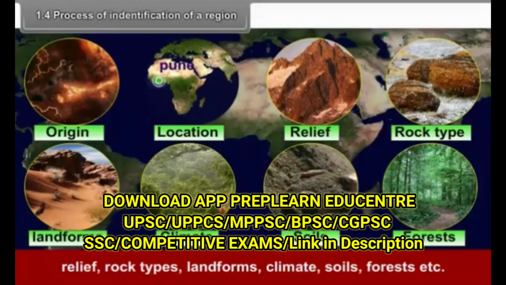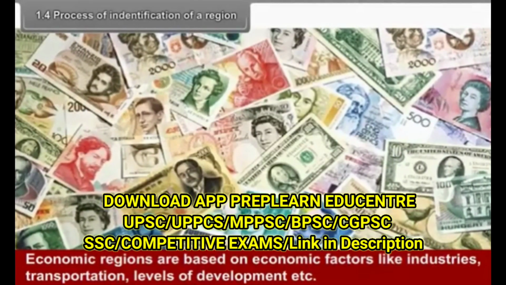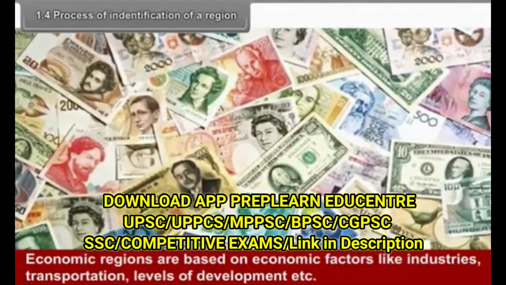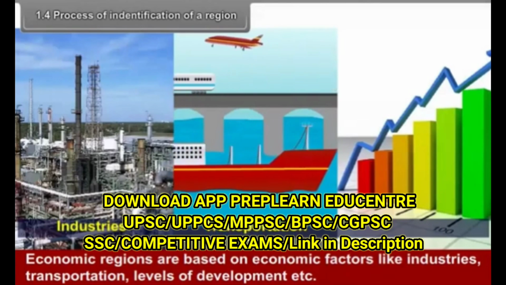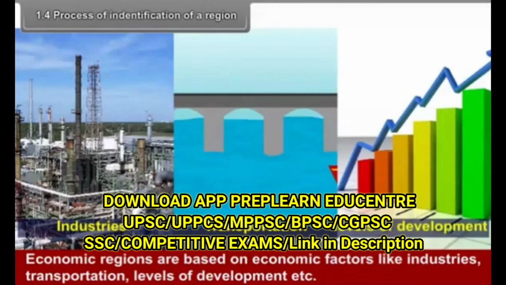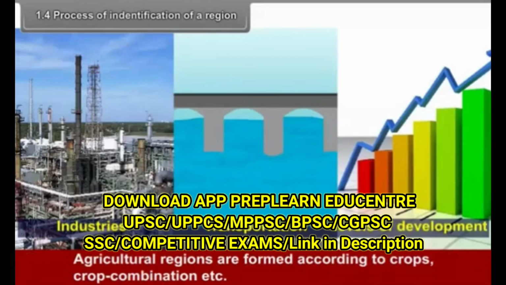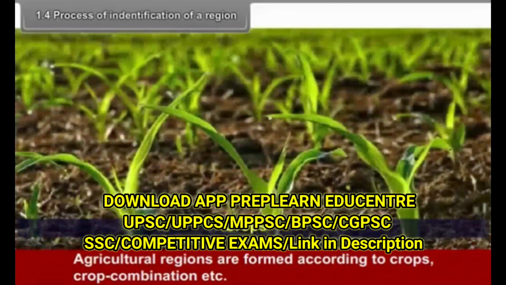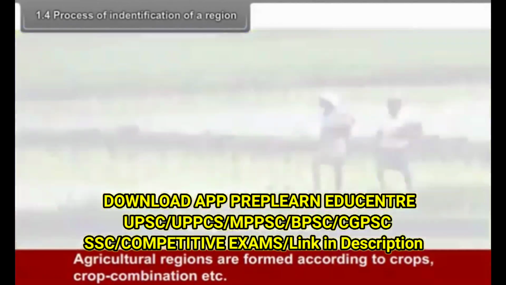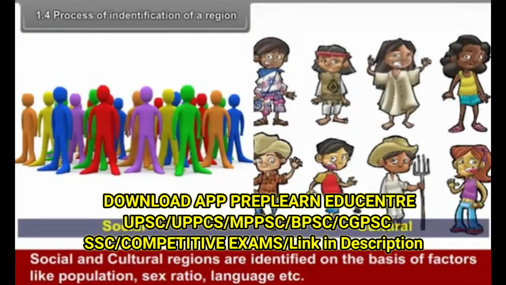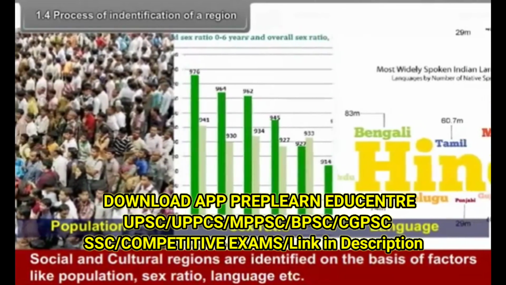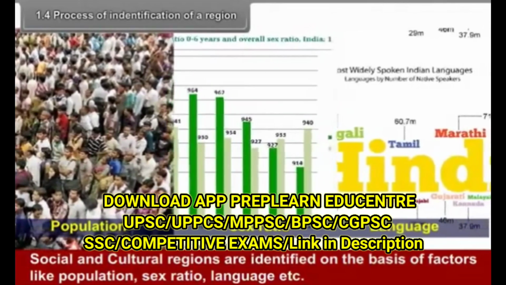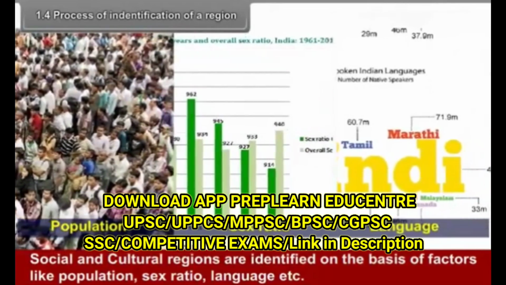forest, etc. Economic regions are based on economic factors like industries, transportation, levels of development, etc. Agricultural regions are formed according to crops combination, etc. Social and cultural regions are identified on the basic factors like population, sex ratio, language, etc.